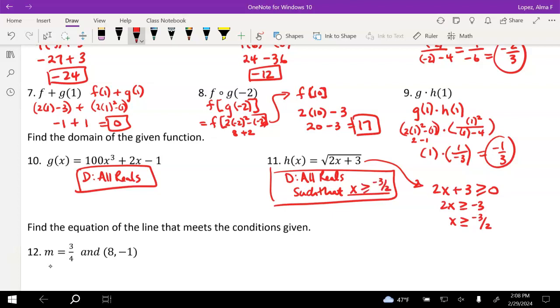Now, even though it's not on here, I do want to cover the other domain problem. So I'm going to stick it right in here. You are responsible for all 3 of them, and these 2 happen to be on this practice exam, but they're not the only ones you have to know.